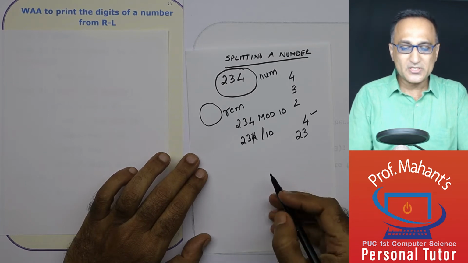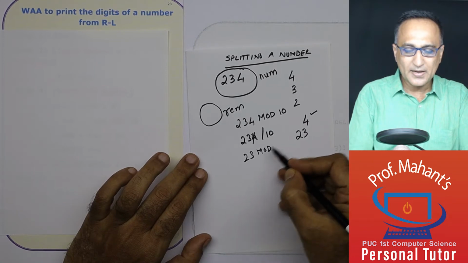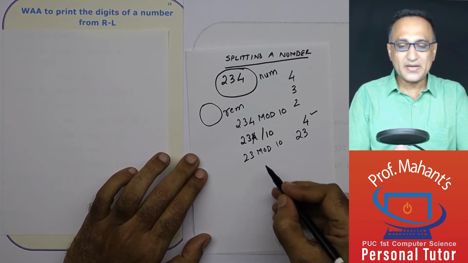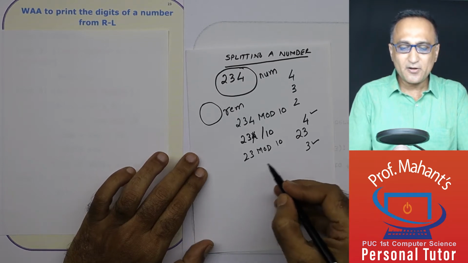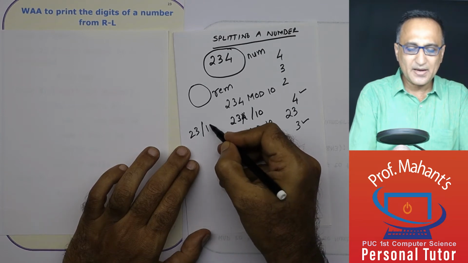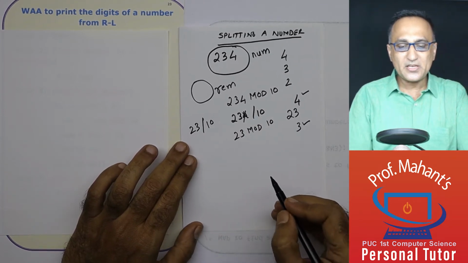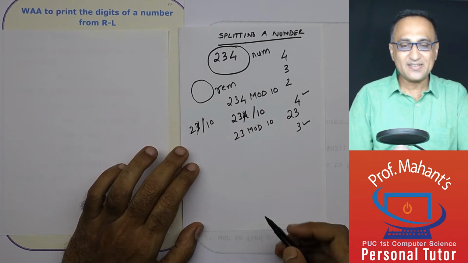Now with this 23, again, if you take 23 and do mod 10, 10 into 2 is 20, and the remainder is 3. So you can print 3. Now to get rid of this 3, I can say 23 divided by 10. When I divide 23 by 10, the quotient is 2. So automatically this 3 is taken care of.